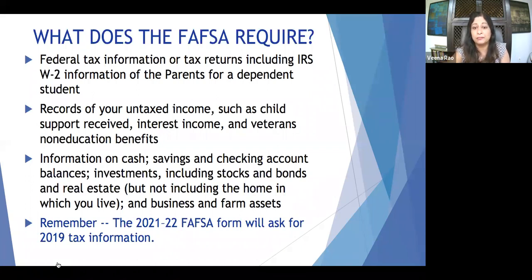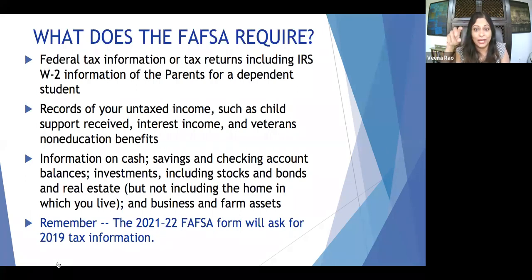But in terms of information that's being requested, they're obviously looking for your W-2 information. They're looking for untaxed income information as well, child support that you've received, any interest income that you've made. For veterans, they're looking for non-educational benefits that you've received. If you have bank accounts, they want to have that information, investment information. If you have a business or a farm, there are limitations, like if you're a business that employs less than 100 people, they're not going to be collecting that information.